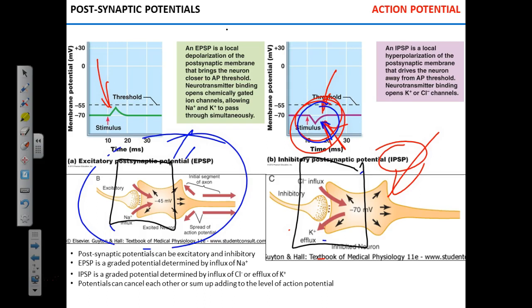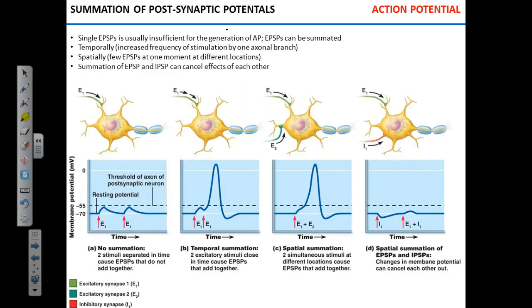How many synapses are there on one neuron? I'm going to tell you, hundreds. Does that make sense? So you have many graded potentials at different places of the neuron at different times. So the question is, can they add up? And the answer is, of course. This process of adding up is called summation.